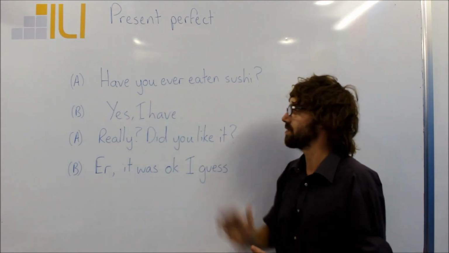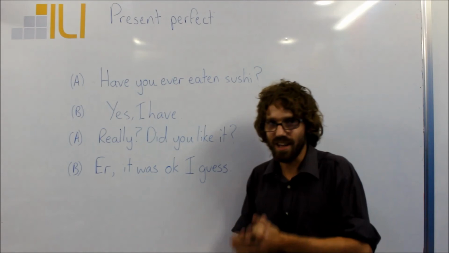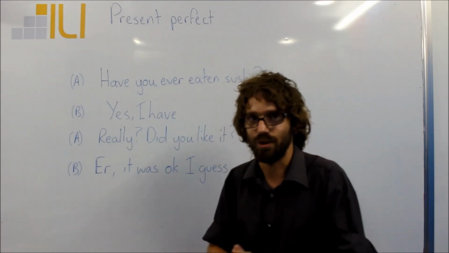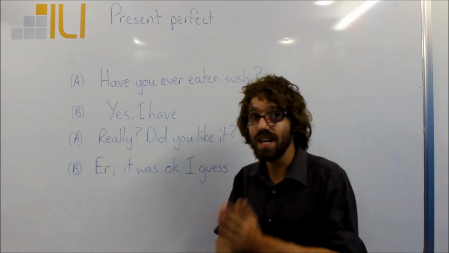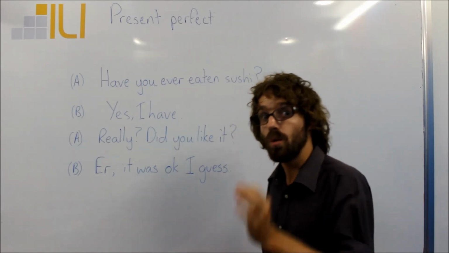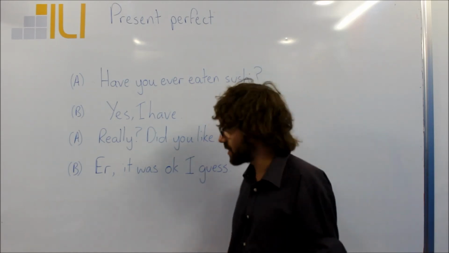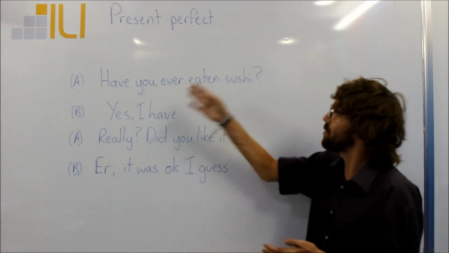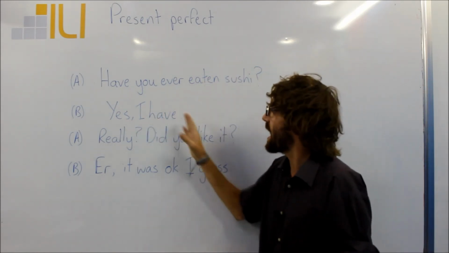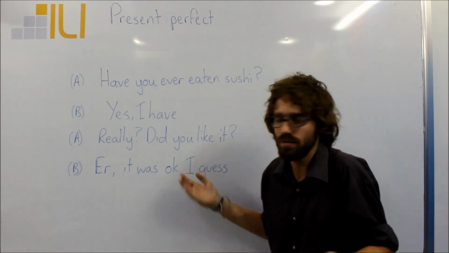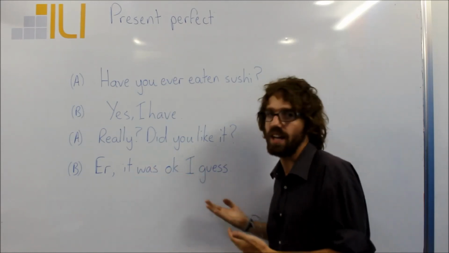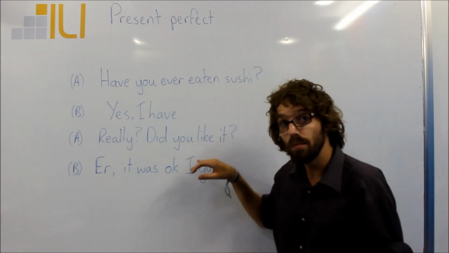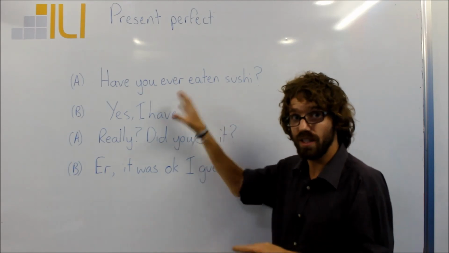So, have you ever eaten sushi? Yes, I have. Now, yes, I have is a very vague answer, okay? It doesn't give you much information. So, we use a simple past question to find more information about the topic. Have you ever eaten sushi? Yes, I have. Really? Did you like it? It was okay, I guess. Here, we've used a simple past question to get more information about this topic.